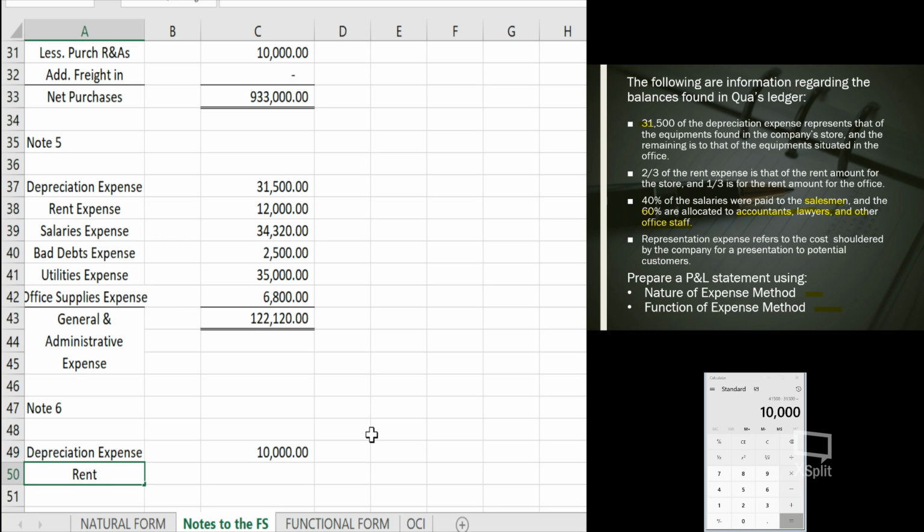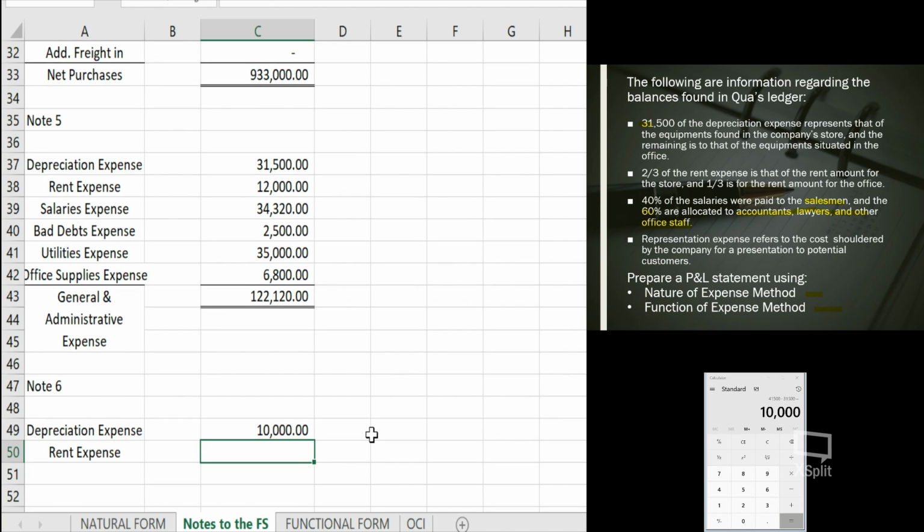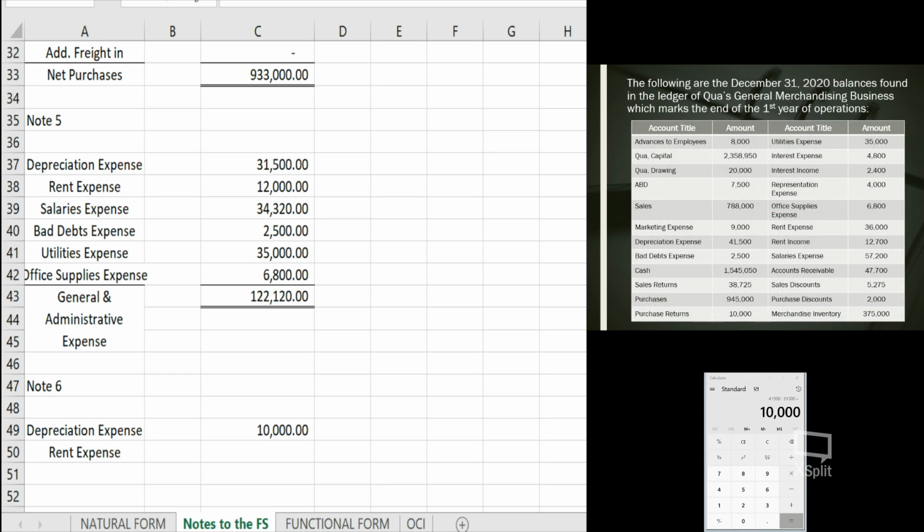Okay? Rent expense tayo. Magkano yung rent expense for selling? Ang sabi, 2/3 naman ngayon. So, kung babalikan natin kanina, our rent expense is 36,000. So, calculator, 36,000 times 2 divided by 3. So, we have 24,000. 24,000 is for selling expense.